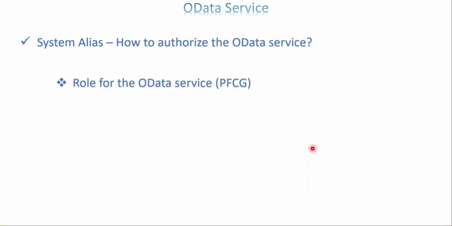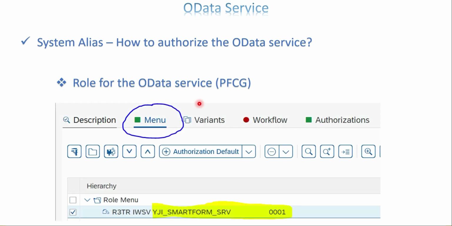Now come to those security pieces. What needs to be done? First we have to create a role for your OData service with the help of PFCG. And if you have two different systems, the ECC backend system and your gateway server, this role needs to be created in both your backend as well as your gateway, because the OData service is available in both systems, so you have to do that. Okay, the first one is to go to the menu.